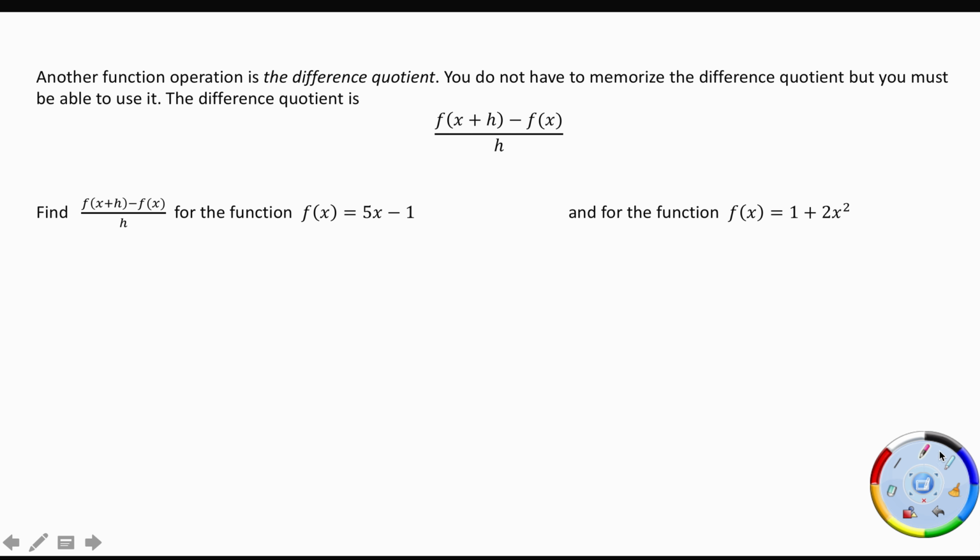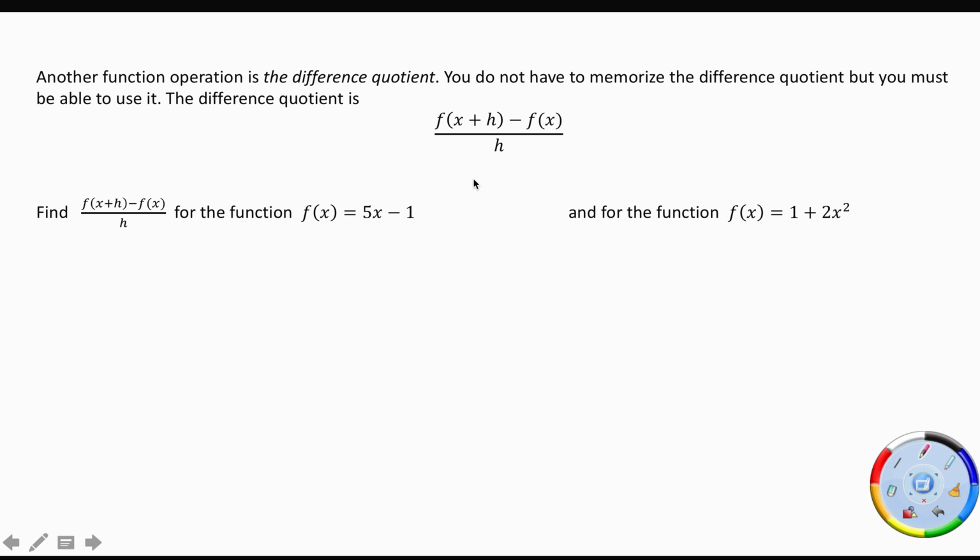Another function operation is something called the difference quotient. This is the difference quotient. You don't have to memorize what the difference quotient is, but you've got to be able to use it. The difference quotient is really important. As a matter of fact, when you move into calculus, they'll explain to you what the difference quotient means, and you'll use it over and over, and they will not wait for you to learn how to evaluate it. That's just the algebra behind it. So it's really important when you get out of a college algebra class that you can evaluate the difference quotient.